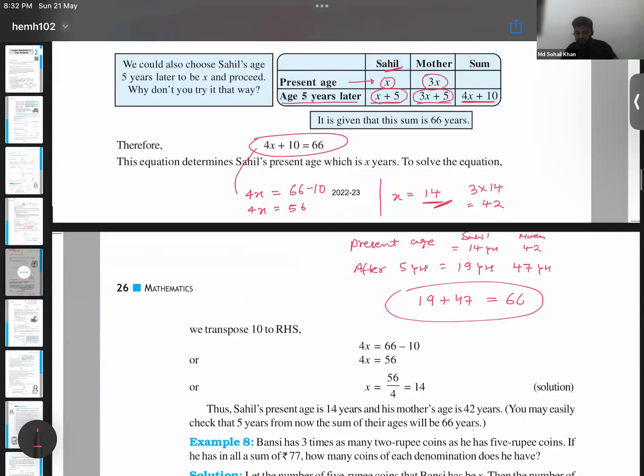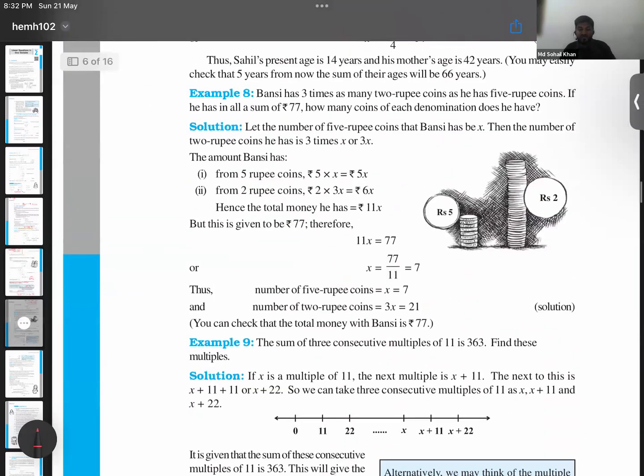So submit the solution of exercise number 1.